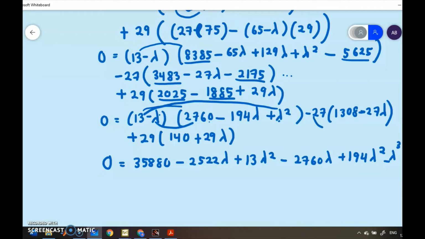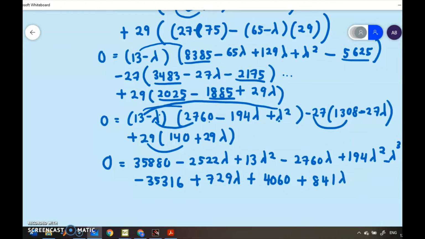Okay, and then this with this, minus 35316, negative negative positive 729 lambda, 20 plus 29 times 140, 4060, sorry, we have 4060, and then plus 29 squared, 29 times 29, 841 lambda. Okay, this is a very long calculation.